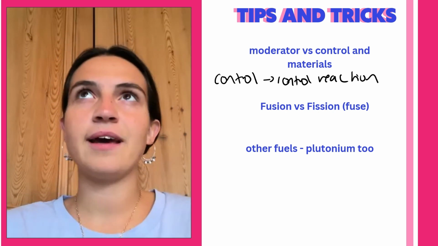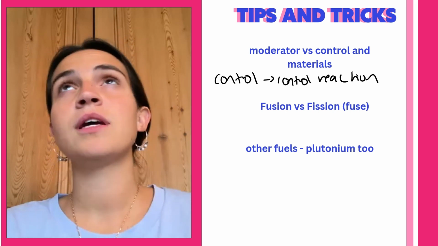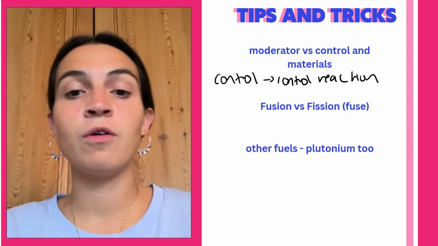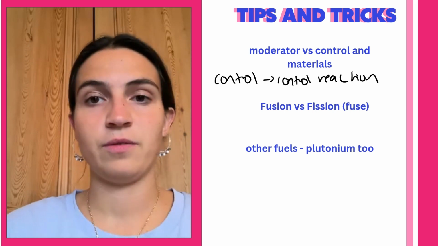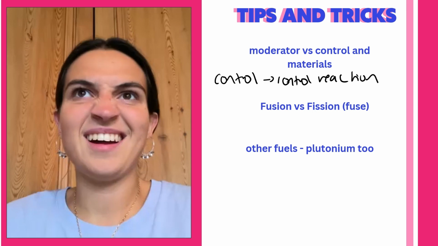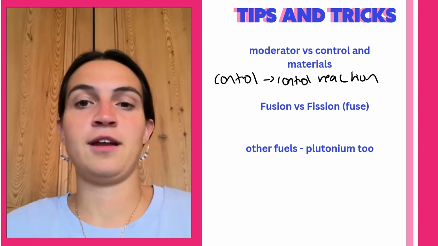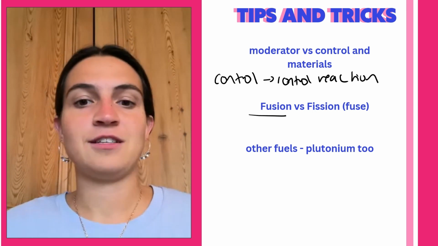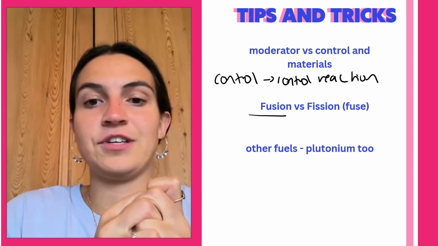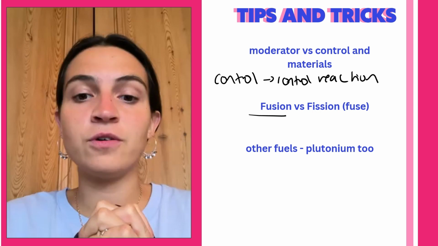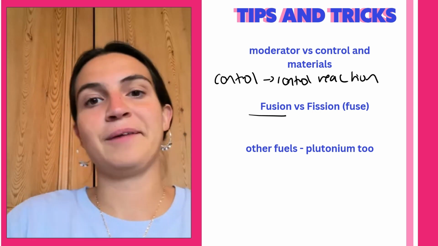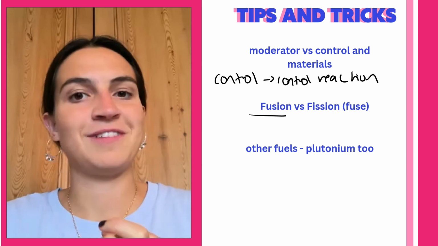Okay, your moderator is made from carbon often, and your control rods are made from boron, so they're made from different materials as well. Fusion versus fission, how to remember it. Fusion, fuse together, so we've got our two nuclei coming together to release energy. Other fuels, remember you can use plutonium instead of uranium in your fission reaction as well.